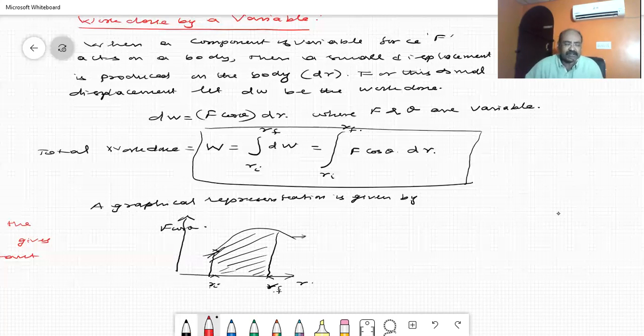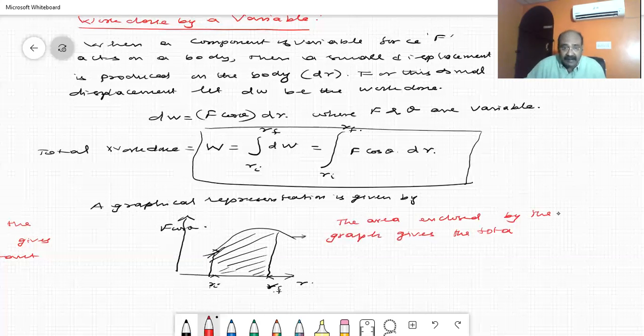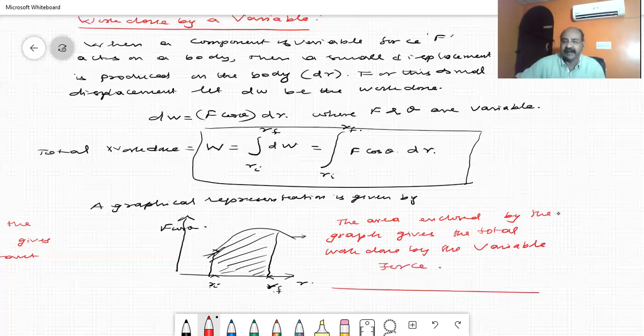So what is the conclusion arrived? Here also we can say the area enclosed by the graph gives the total work done by the variable force. This is what we are calling the work done by the variable force.